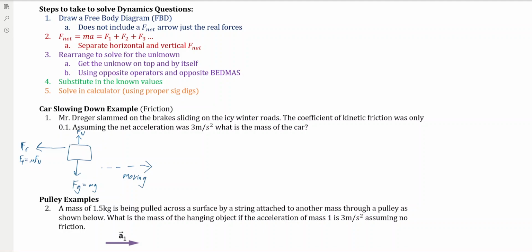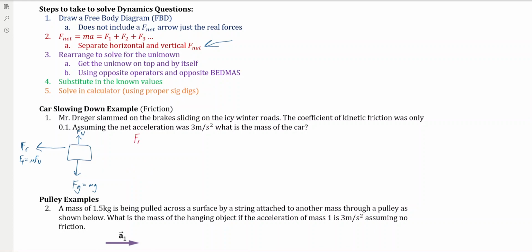And so potentially we could use this to help us out. Most of the time, Fn just equals mg, the same as Fg. Not always, but in this case it does. So let's go ahead and prove it using our next step.